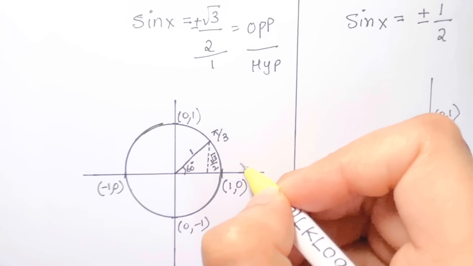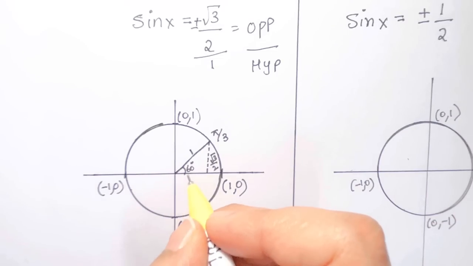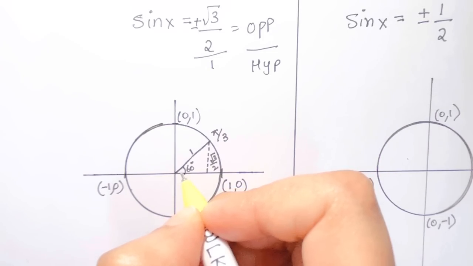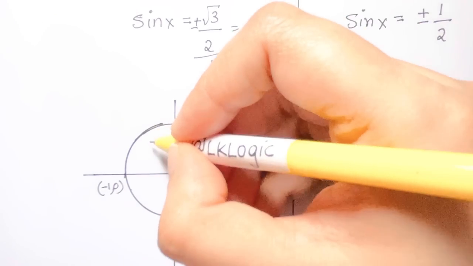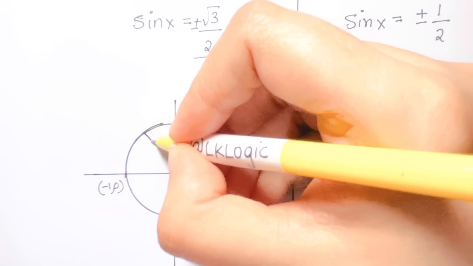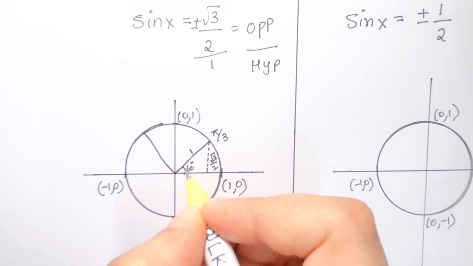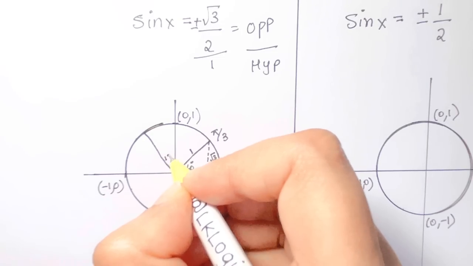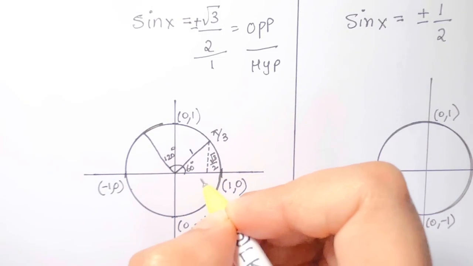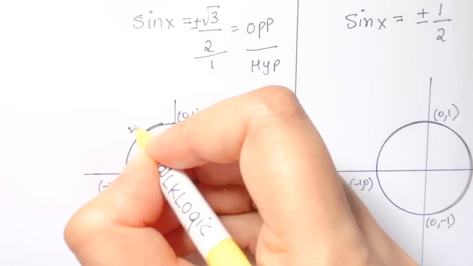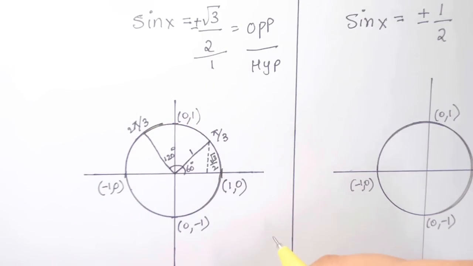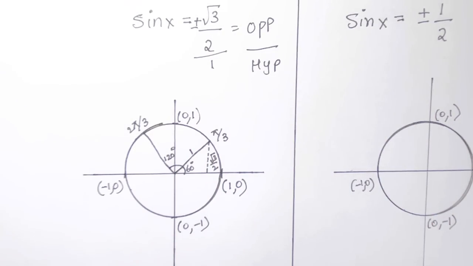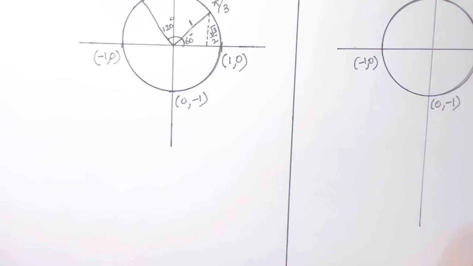And another angle, which is 180 - 60, that will give us 120. So we'll draw another line. 180 - 60, that is 120 degrees, and in radians it will be 2π/3. Now these two are above x-axis, so we'll get two values of x.